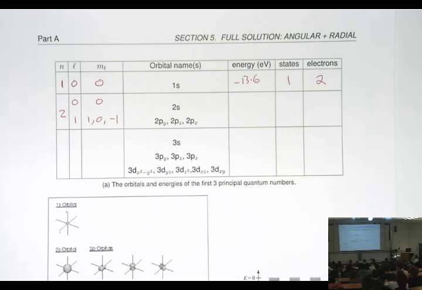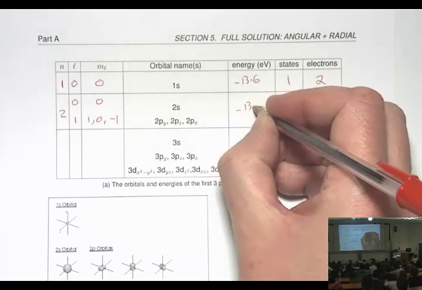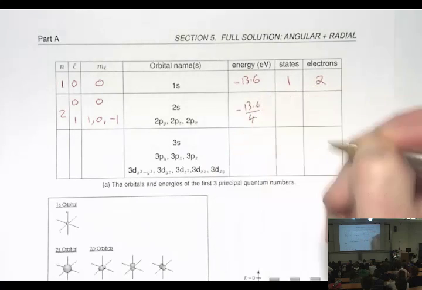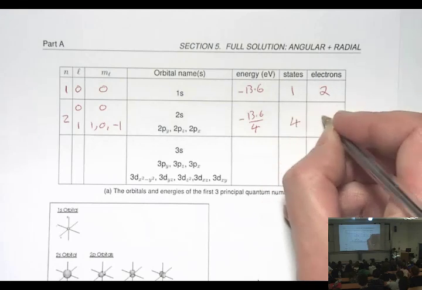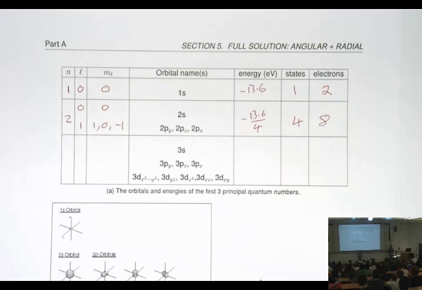And we know what the energy is. It's minus 13.6 divided by 4. We've got 4 electronic states, which means I can fit 8 electrons into the n equals 2 shell.